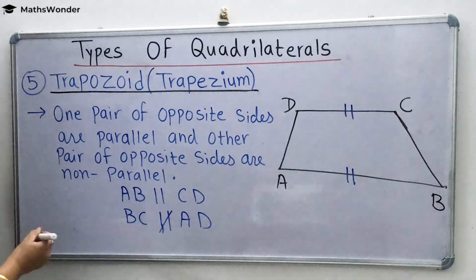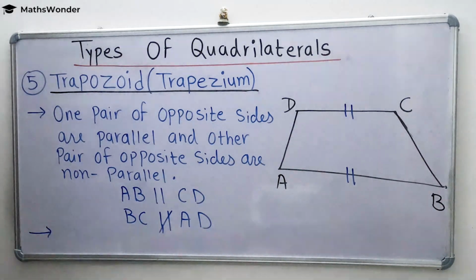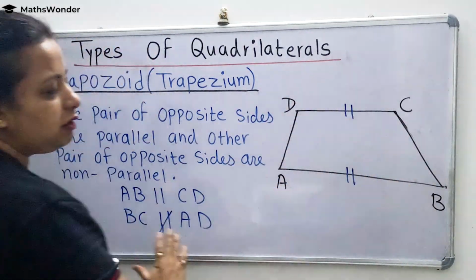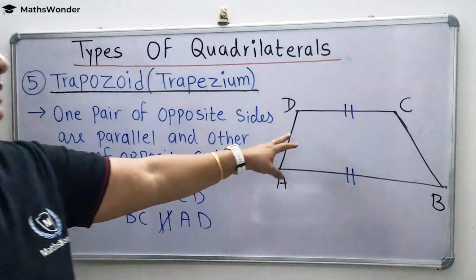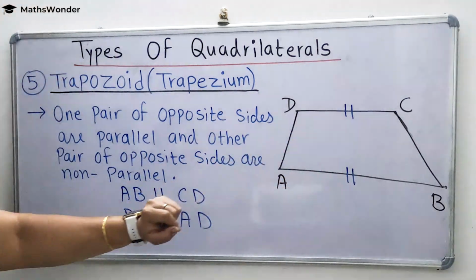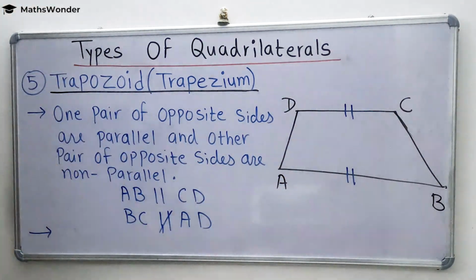Only one more property is here. None of the angles are equal. All four angles are different in measure. No opposite angle, no adjacent angle is equal. Every angle is different. Suppose one angle is 40 degrees, one is 30 degrees, one is 105 and the other is 185. So every angle is different.